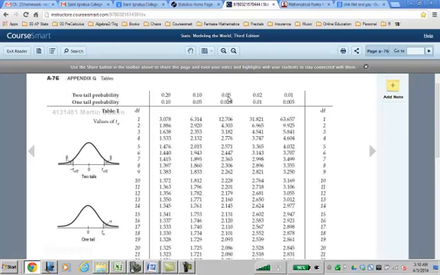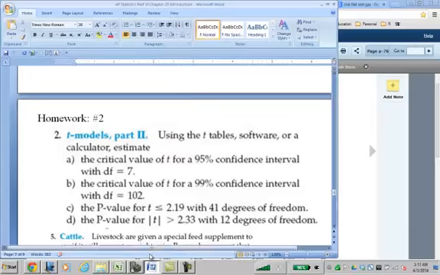So 7. Let's go back. I want to go back to the question real quick. Is it sample size 7, degrees of freedom 7? I think it's sample size 7. Yeah, degrees of freedom are 7. So we'll go back to here. All right, so degrees of freedom right here, 7.